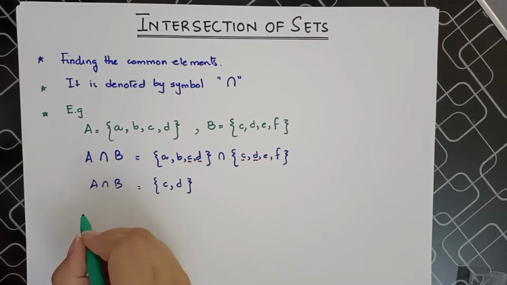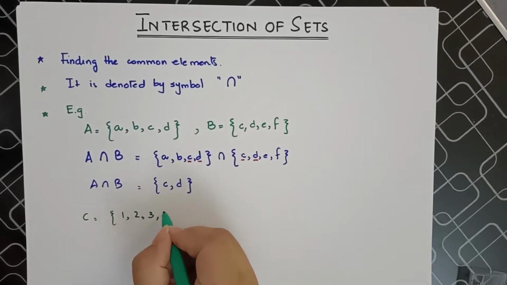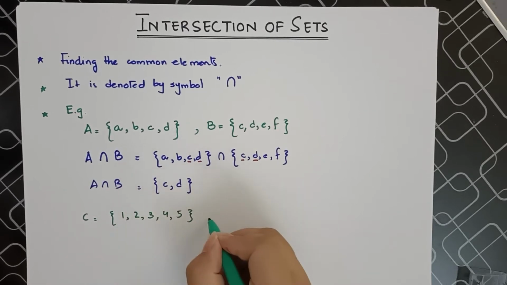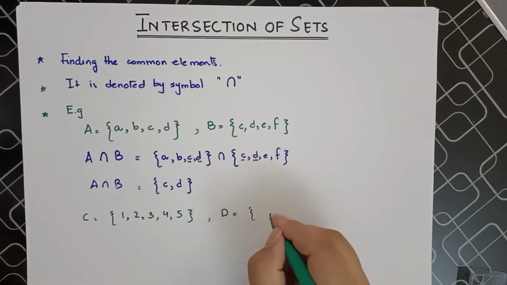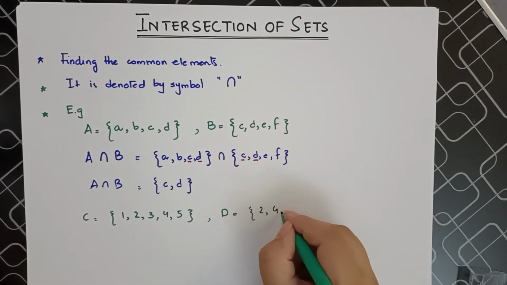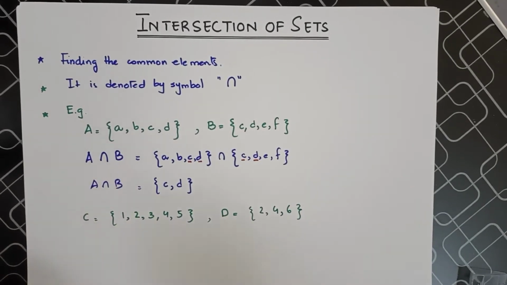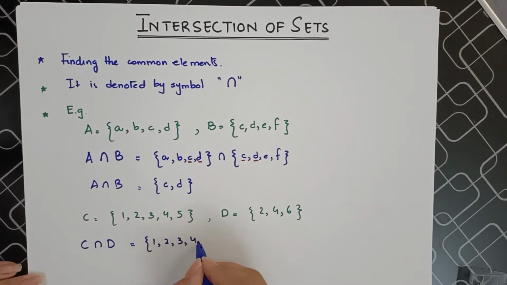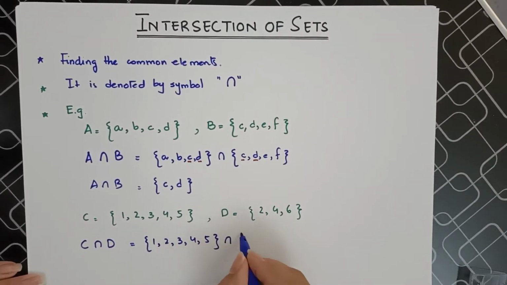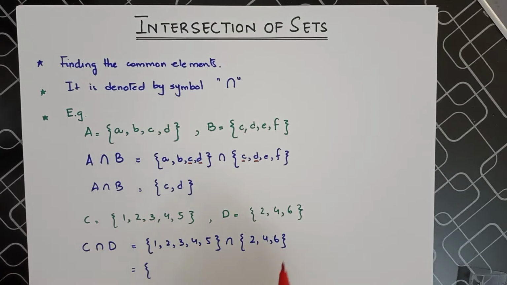Let's suppose we have the set C, which is 1, 2, 3, 4, and 5. And the set D here is 2, 4, 6. All right. Now they have also asked us to find out C intersection D. Right. So first of all, we're going to write the sets here. Now we're going to see which of these elements are common.